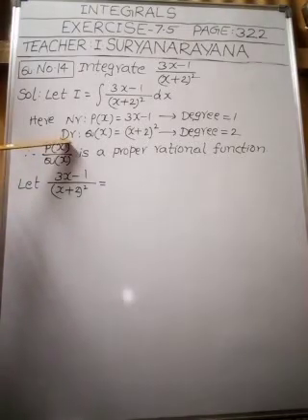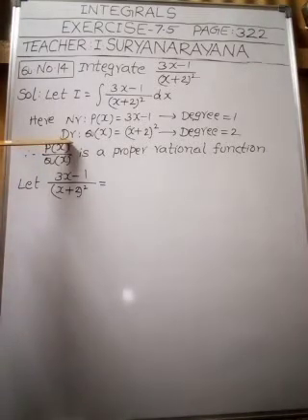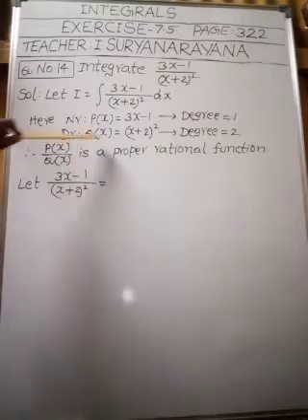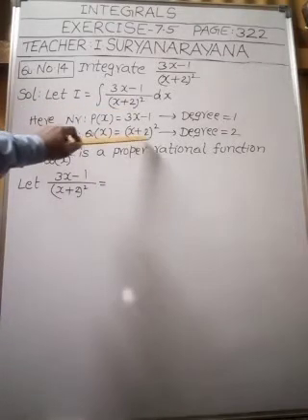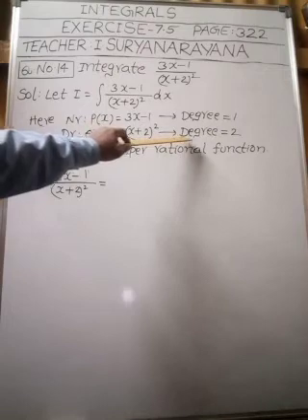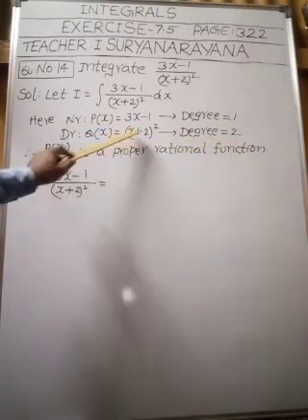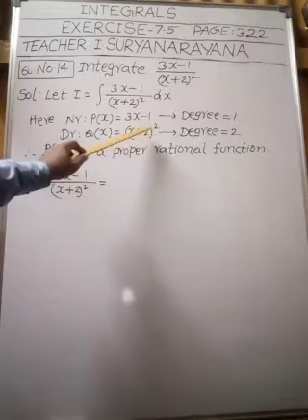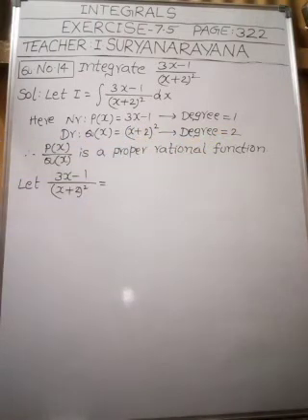Right. Come to the denominator. Dr stands for denominator. Q of x, what is Q of x? x plus 2 whole square. What is its degree? 2, the highest power of x. If you expand this one, we get a quadratic expression. So its highest power of x is 2.